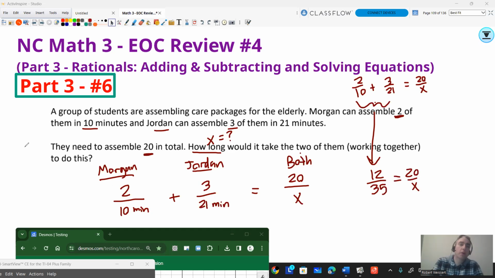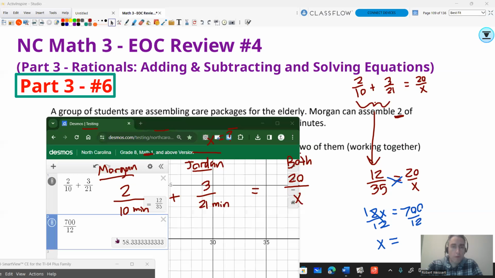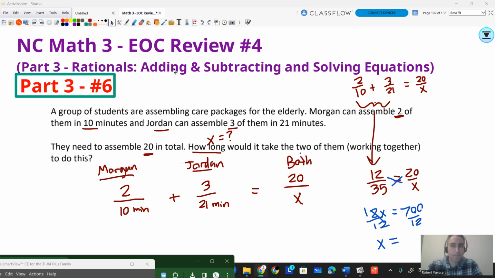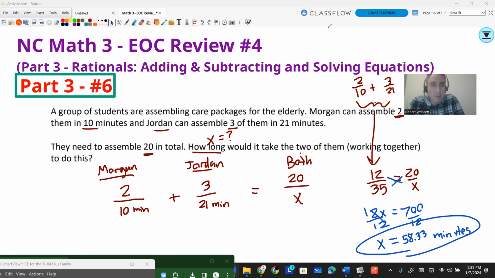And now I have a proportion, so we can cross multiply. So that's going to be 35 times 20, 12x. 35 times 2 is 70, so that should be 700. You can double check my work on that. And then divide both sides by 12, and you'll get your time for 20 of them. So 700 divided by 12 is 58.33333, so about 58.33 minutes. And that is the combined time for Morgan and Jordan if they're both doing 20 of them in total.